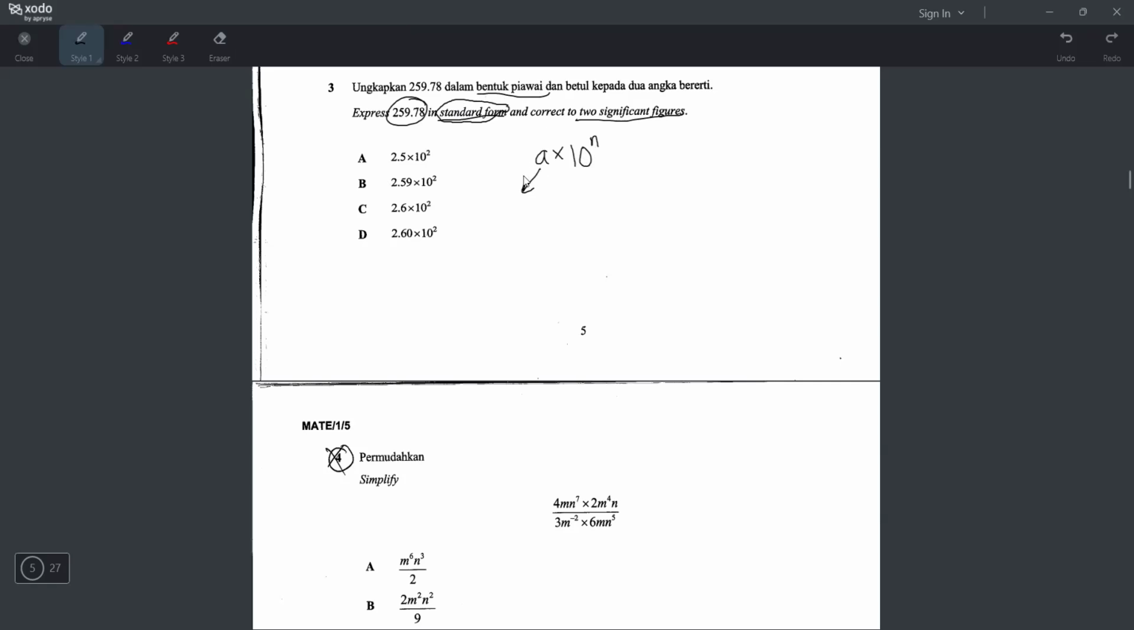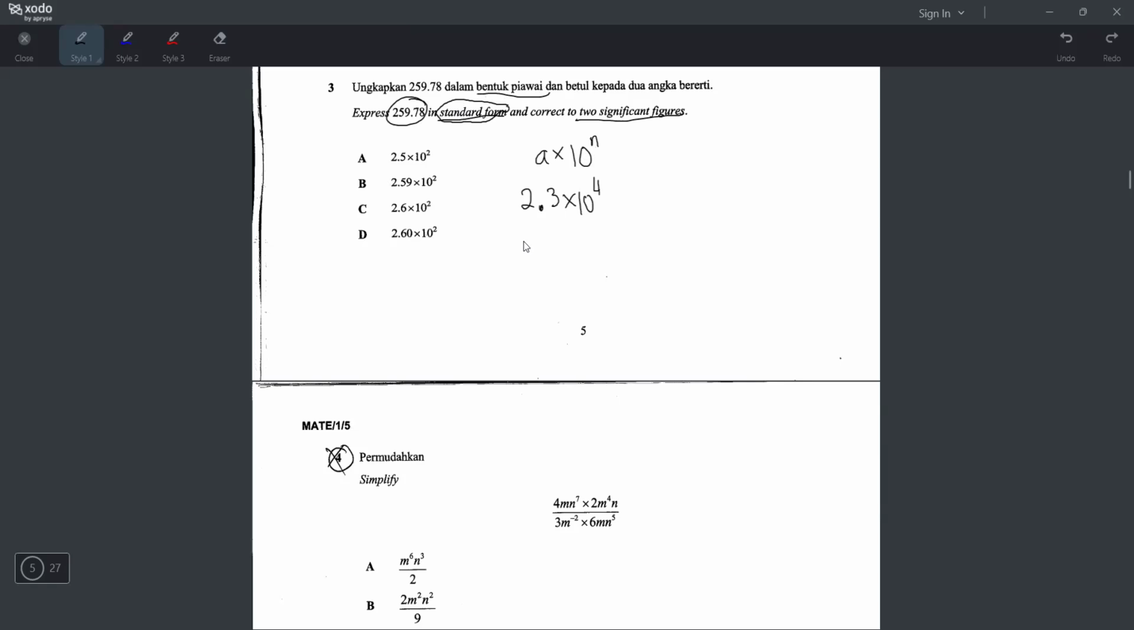But the A has to be a decimal, in front of the decimal need to have one digit, and the digit cannot be 0. What do I mean by that? 2.3 times 10 power 4. This one is standard form. Because I told you already, the A has to be a decimal, and in front of the decimal can only have one digit. And the digit in front cannot be 0.